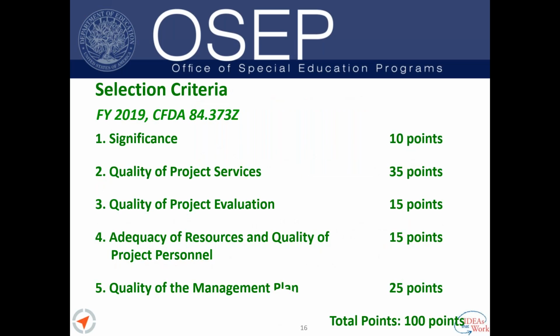The next set of slides will describe the selection criteria for the competition. Reviewers will be awarding points based on each section of the narrative and will be asked to rate the application based on the following criteria. 1, significance. 2, quality of project services. 3, quality of project evaluation. 4, adequacy of resources and quality of project personnel. And 5, quality of management plan.